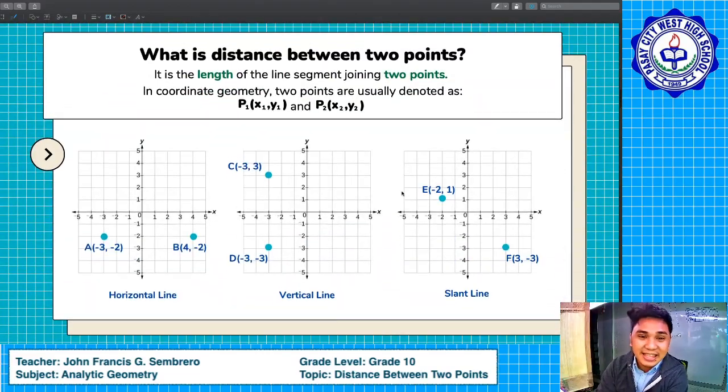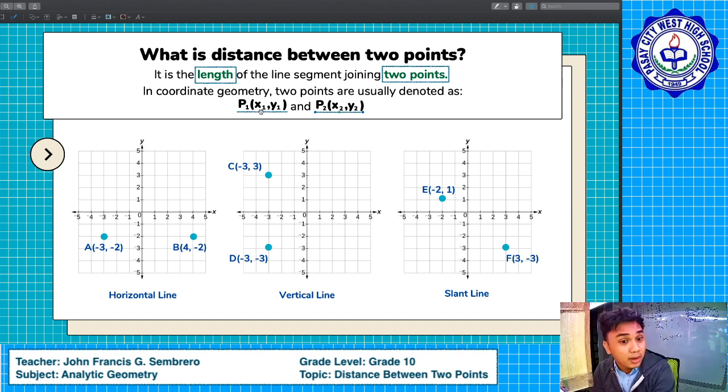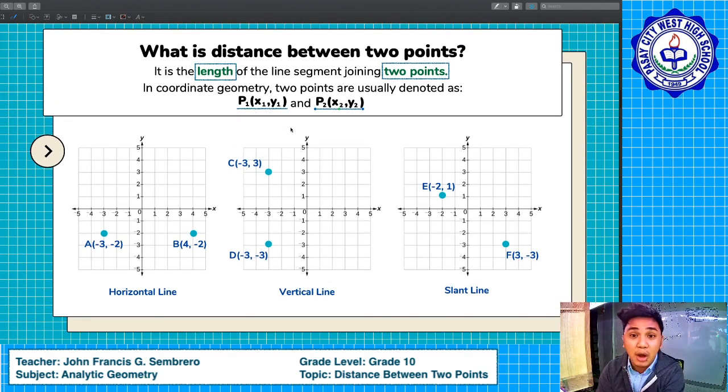What is distance between 2 points? It is the length of the line segment joining 2 points. So there are always 2 points involved in our discussion today. These 2 points are usually denoted in coordinate geometry as P sub 1 and P sub 2, wherein P sub 1 has coordinates x sub 1, y sub 1, and P sub 2 has coordinates x sub 2, y sub 2. We will encounter three kinds of lines today: our horizontal line, our vertical line, and our slant line. We are interested in knowing how far these 2 points are from each other.